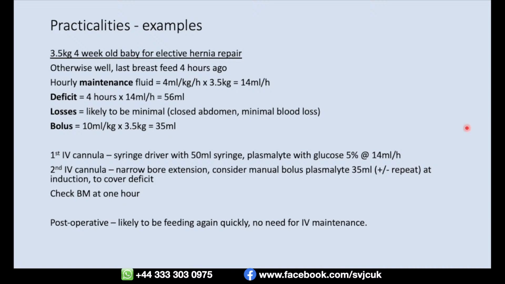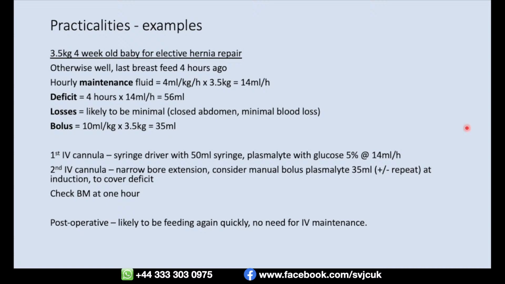So we'll start by calculating their hourly maintenance fluid. So we'll use the 4-to-1 rule, and this will give us about 14 mils per hour as maintenance. We can calculate their deficit, so 4 hours times 14 mils an hour, about 56 mils. So a small volume. Losses are likely to be minimal. The abdomen is essentially closed and there'll be minimal blood loss.